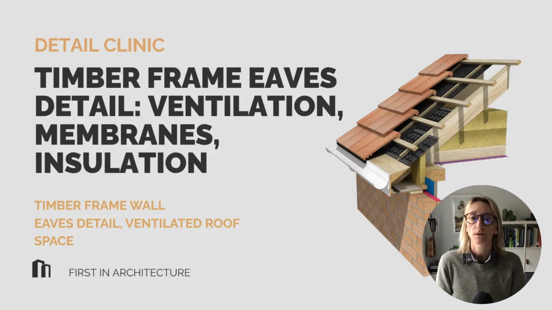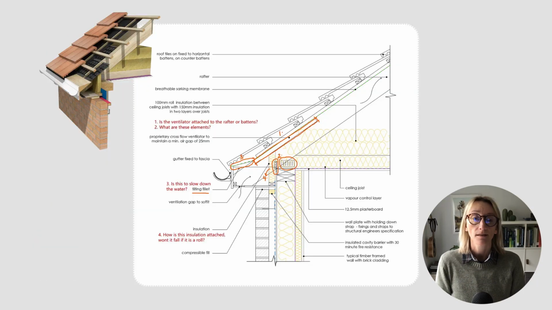In this episode, we're looking at a timber frame eaves detail for a ventilated cold roof. This is a junction where the roof build-up, timber frame wall, insulation and moisture control layers all meet, so it's a really useful detail to understand properly.